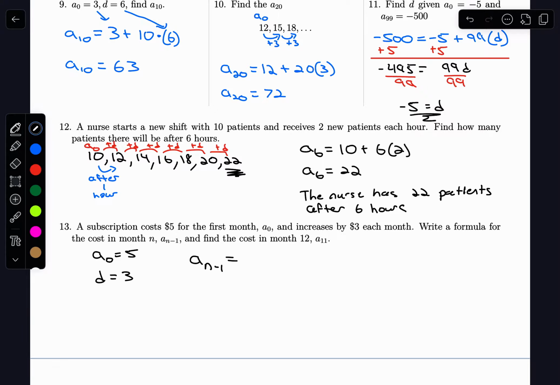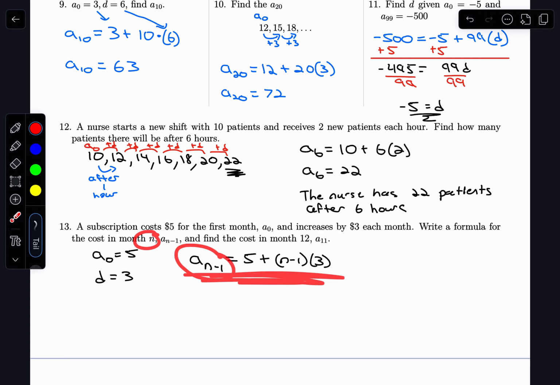we're just going to use the explicit formula. It's A naught, which is 5, plus the index here, N minus 1, times our common difference, which is 3. So this formula will give you the cost in month N, which means you are finding A sub N minus 1. Now if we want to use this to find the cost in month 12, we're just finding A sub 11. That's all we're doing.